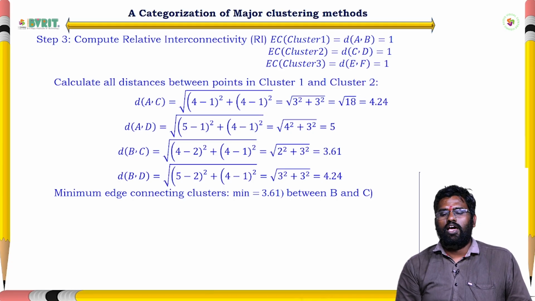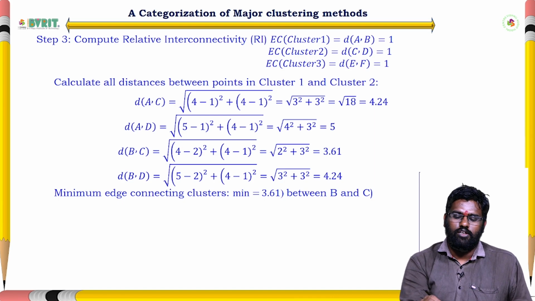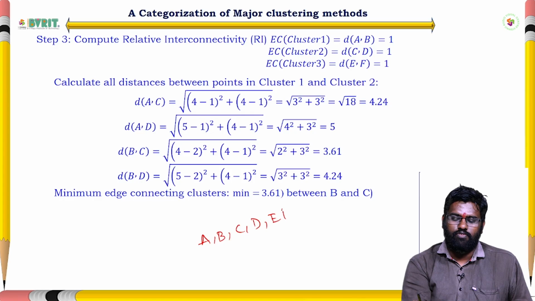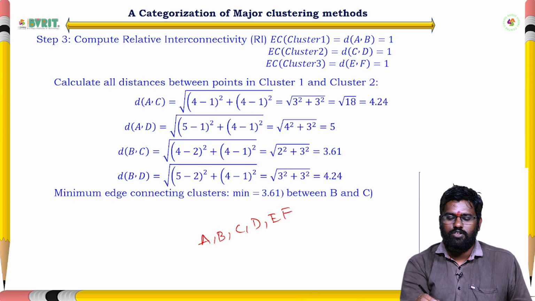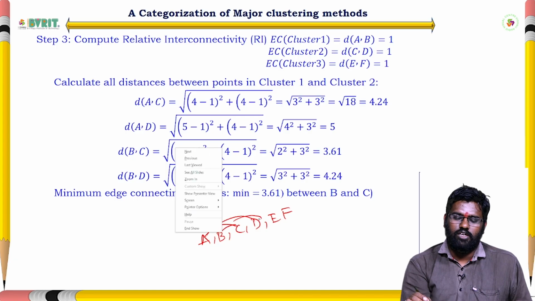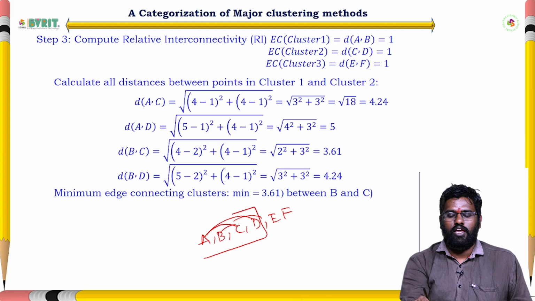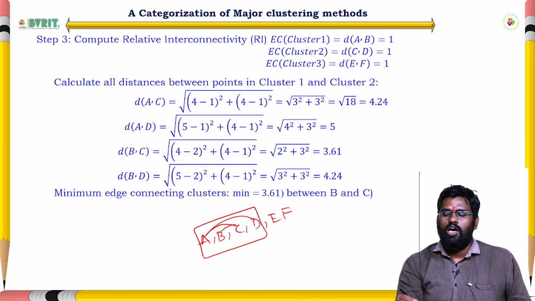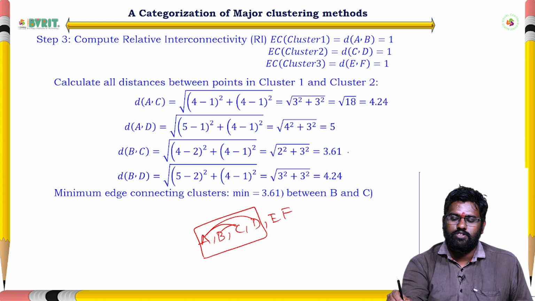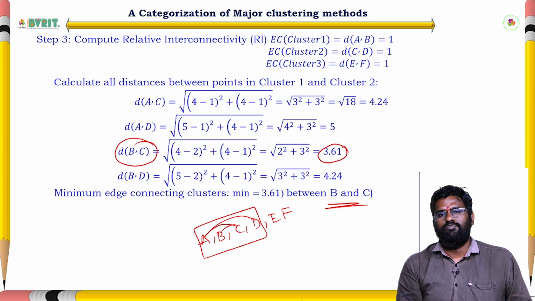We need to calculate the relative interconnectivity between cluster 1 and cluster 2. We have the clusters AB, CD and EF. First A with C, A with D, B with C and B with D. Two pairs we are calculating here, AB and CD. First we take only these two. A with CD and B with CD we calculate the Euclidean distance. Out of all the values, the minimum value is 3.61. So B to C is the minimum edge.